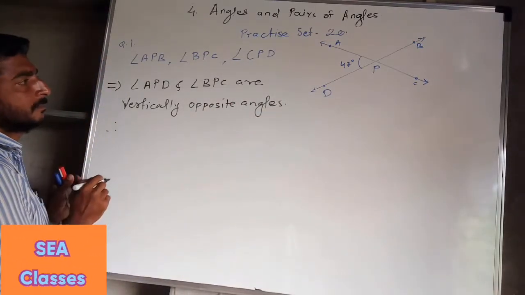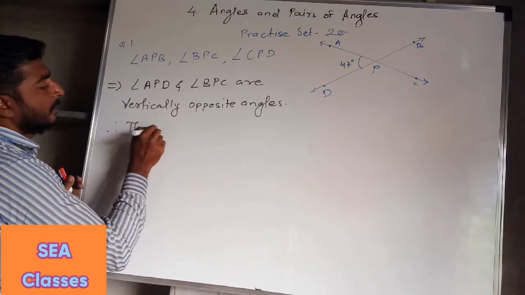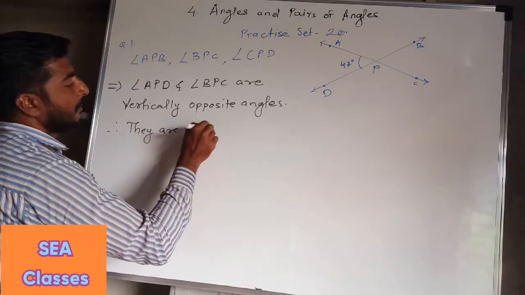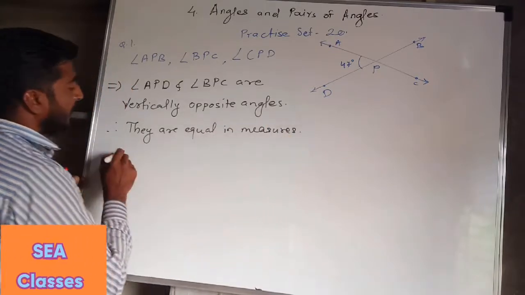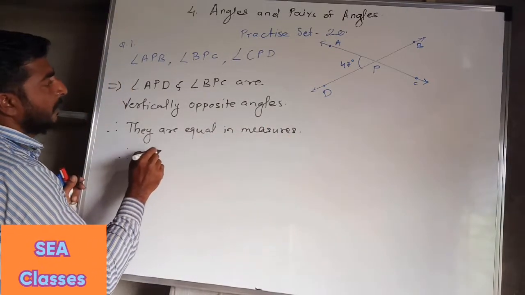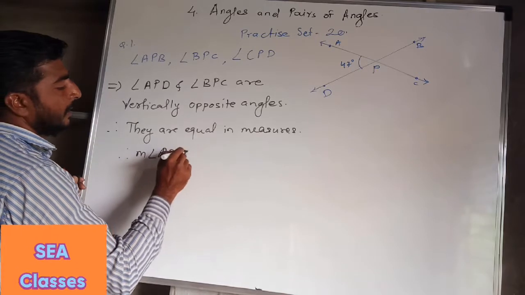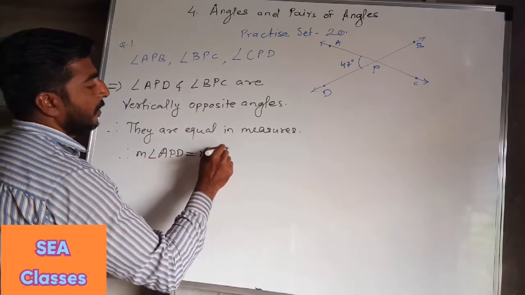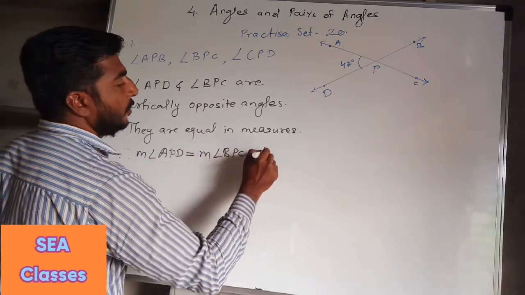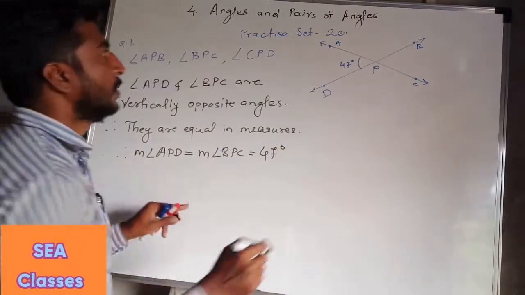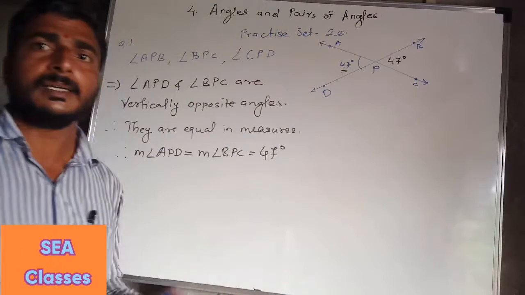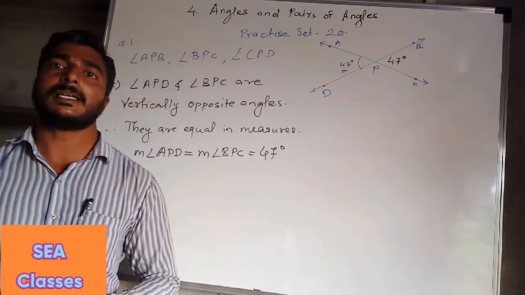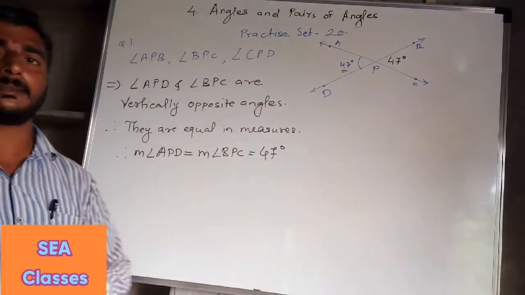Therefore, they are equal in measure. Therefore, measure of angle APD is equal to measure of angle BPC, and that is equal to how much? 47 degrees. So here this angle is 47 degrees, so this will also be 47 degrees. Why? Because vertically opposite angles are equal in measure. So in this way you can explain it.